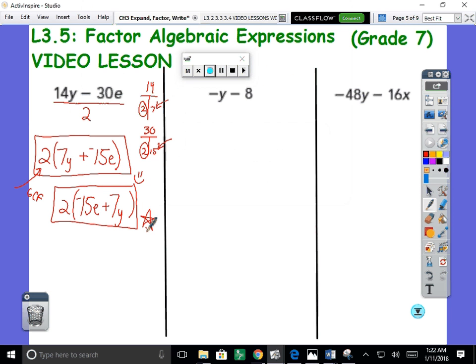All right, we're going to try another one here. This one still has 2 terms, but gosh, they look different, don't they? Notice I have a negative y take away 8. Well, first of all, I have to be honest with you.